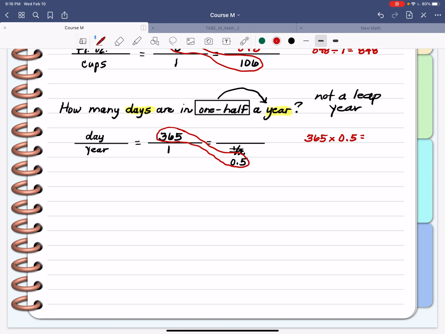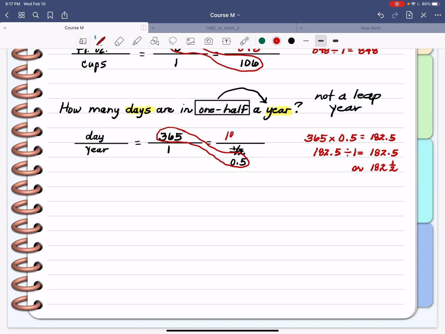On the calculator, it is 182.5. Don't panic. It's okay. That's just a number, like any other number. Divide it by 1, and it's not going to change. So there are 182.5 days in 1 year. And you can write that as a decimal or as a fraction. It doesn't matter.